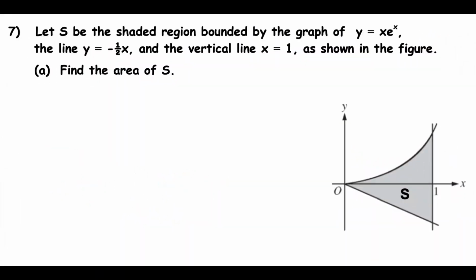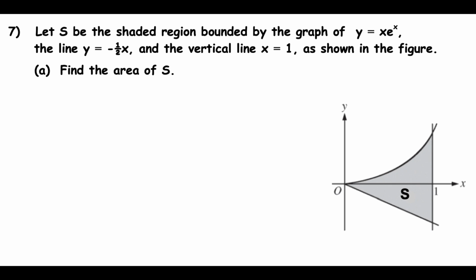All right. Lastly, we have number 7, parts A and B, free response style. It says let S be the shaded region bounded by the top graph, which has an exponential in it, and the bottom graph, which is linear, and of course on the right by that vertical line, x equals 1. Find the area of S. Well, this is pretty straightforward. We're going to go top minus bottom.